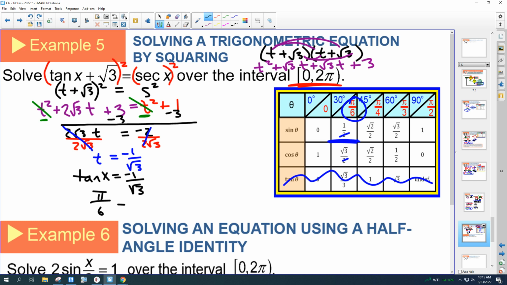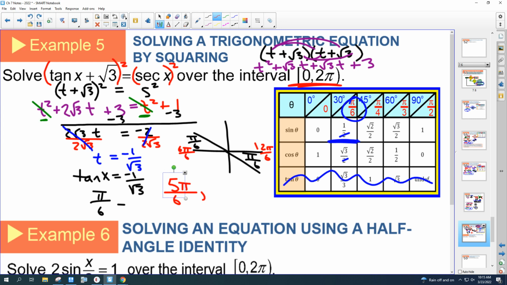And so we think about this, and we know tangent is negative here and here. And you should be getting kind of good at this. This is 6 pi over 6. So one of my answers looks like it's going to be 5 pi over 6. And then this is 2 pi, so get a common denominator. That's 12 pi over 6. Right before that must be 11 pi over 6.